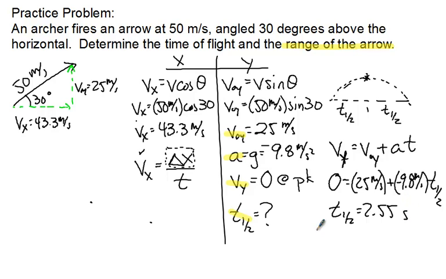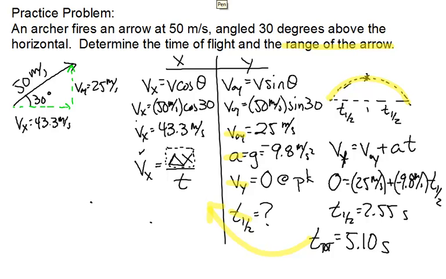Okay? The total time is equal to 2 times the half time. So I'm going to multiply 2.55 times 2, and I get that the time that the arrow is in the air is 5.10 seconds. So the time it takes to go from here through the air and come to the ground is 5.10 seconds. Now I'm going to take that time and plug it in on my other side. Okay, remember, that's the only thing that can cross the boundary is the time.